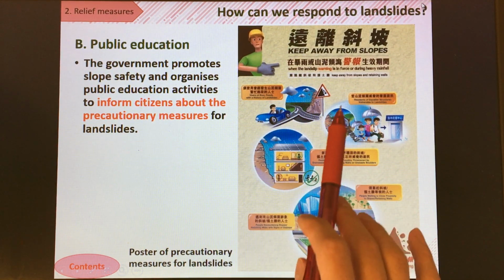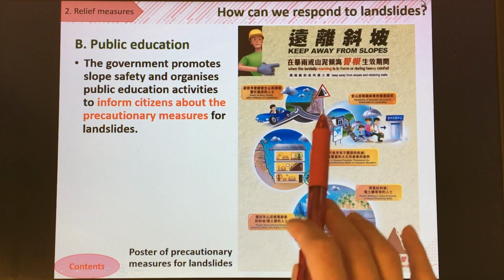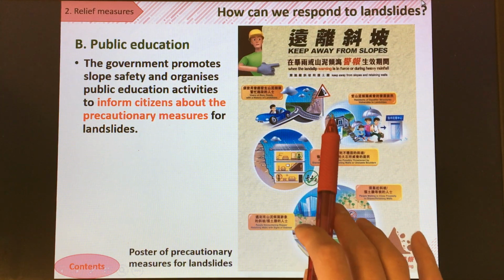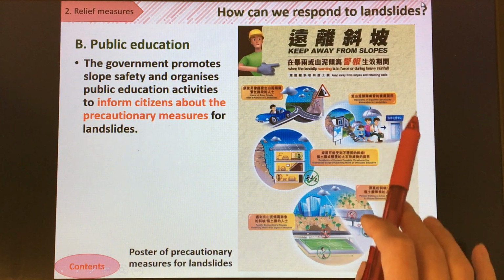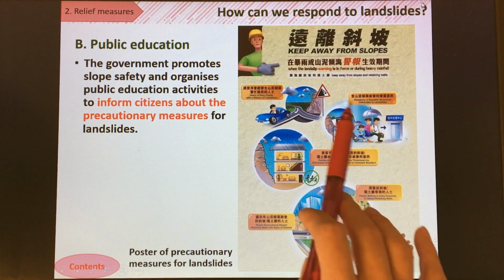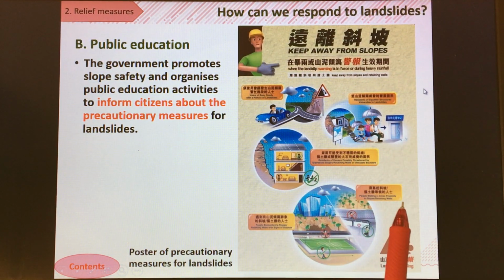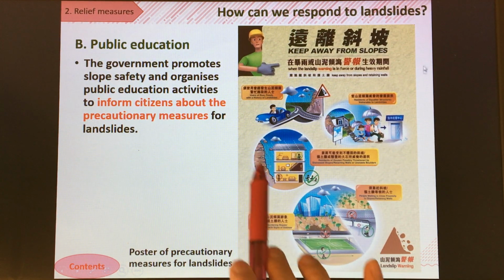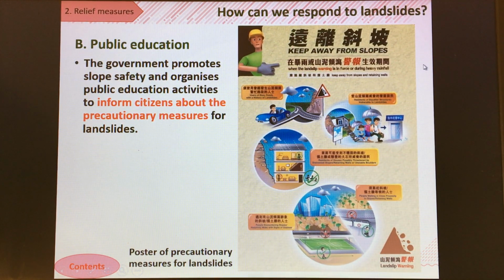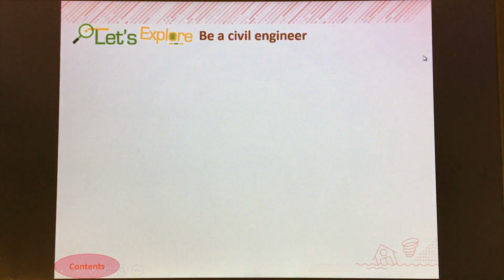If people live in squatter houses next to the steep slope, they may need to evacuate to safe places during a rainstorm or typhoon. There are also different ways we can protect ourselves, to stay away from the steep slope. So that is the public education.